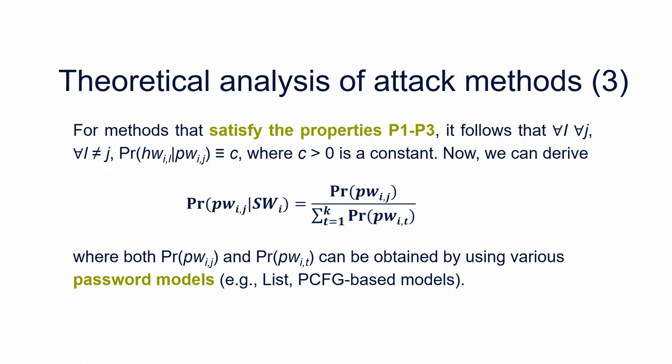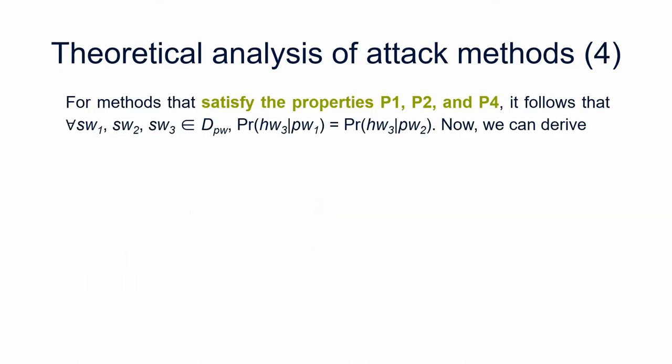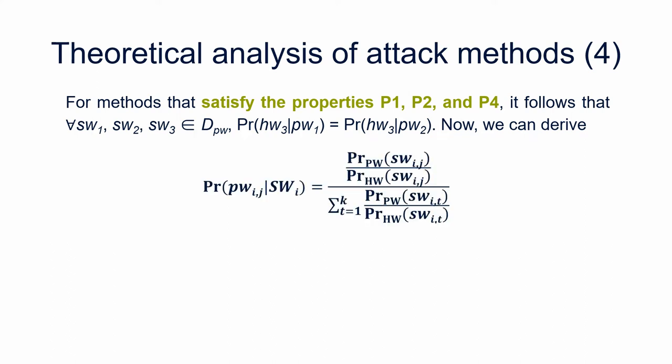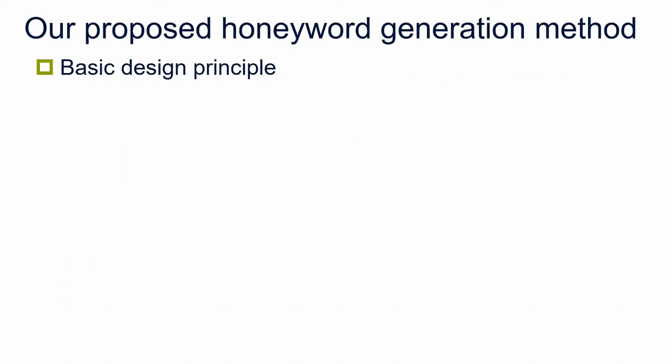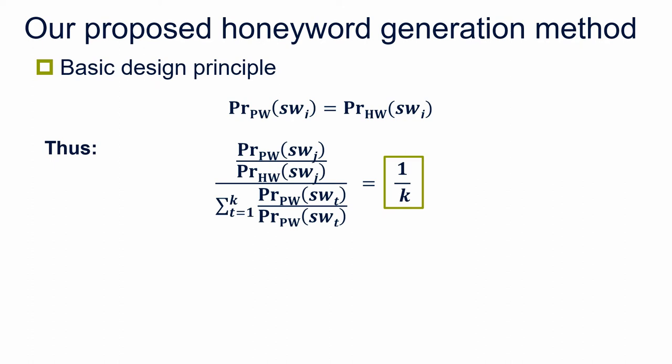For methods that satisfy the properties P1, P2, and P4, we can simplify the formula in theorem 1 to this form. Similarly, the variables on the right side of the equation can be obtained by various password models and the corresponding Honeywords generation methods. It points out how to best attack all our Honeywords generation methods. Here, Honeywords are independent of the user's real password. On this basis, we can get the basic design principles. Specifically, the basic design principle is that the probability of the Honeyword should be as consistent as possible with the real password. Thus, we get this equation.